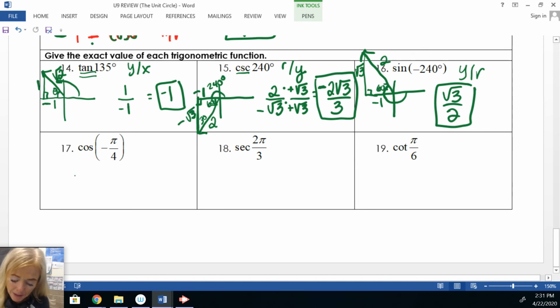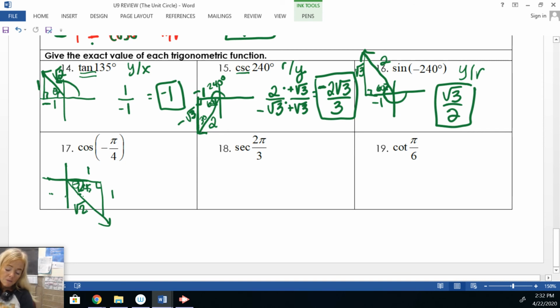Next one, cosine negative pi over 4. That's a 45-degree angle if you change into radians. So that's right there because we go down 1/4 to pi. So 1, 2, 3, 4 are 4 dots to pi, and we traversed 1, which is 45, right? Draw your reference angle. And note that it's a 45, 45, 90 triangle, so 1, 1, radical 2, and this one's negative. So make sure you get your negatives in. And then our cosine is x over r. So x is 1, r is radical 2. Rationalize, and you get radical 2 over 2.